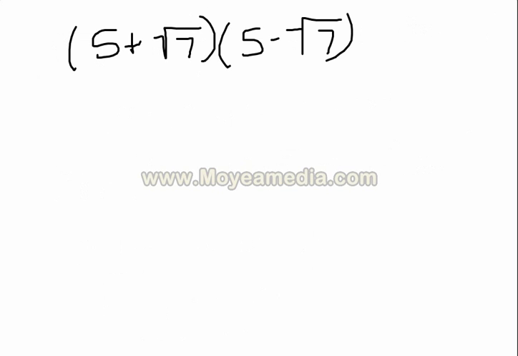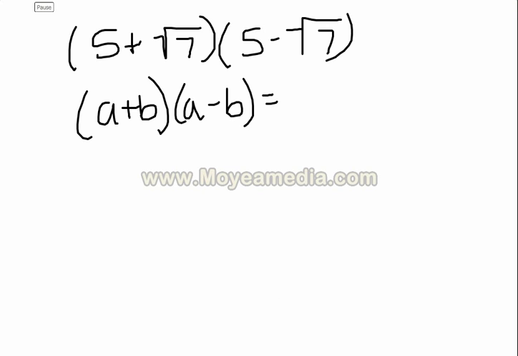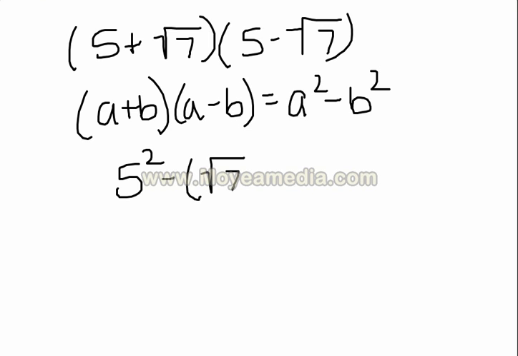Let's look at another one. How about this? 5 plus radical 7 times 5 minus radical 7. Well, again, we have a pattern. Do you remember what that was? It's just the difference of two squares. So you'd have a squared minus b squared. So for this problem, I'm going to end up with 5 squared minus square root of 7 squared, which is 25 minus 7, which is 18.